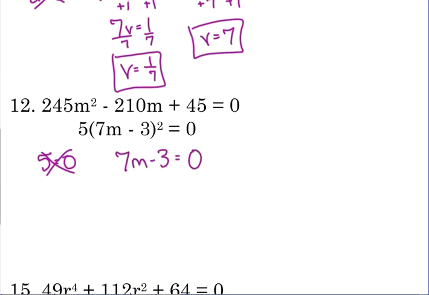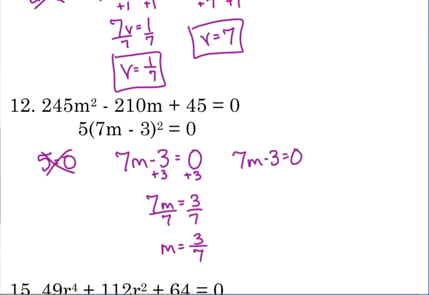7m minus 3 is equal to 0, so we add 3 to both sides. 7m is equal to 3, divide by 7, m equals 3 over 7. Well, I only got 1 solution. This is what we call a repeated root, because technically 7m minus 3 squared means I have 7m minus 3 2 times. Okay, so it's going to give me the same thing both times.